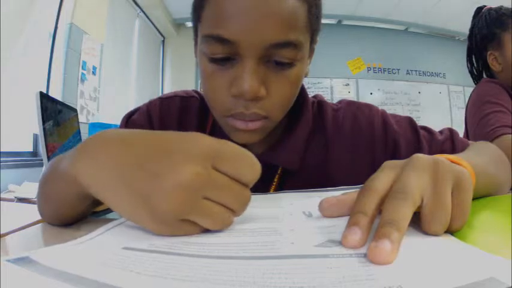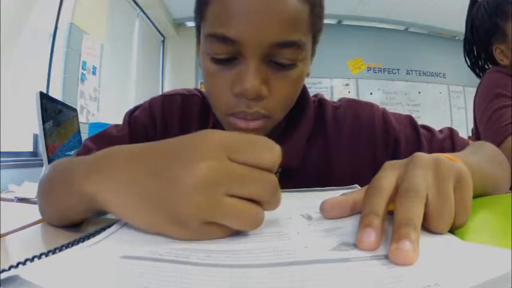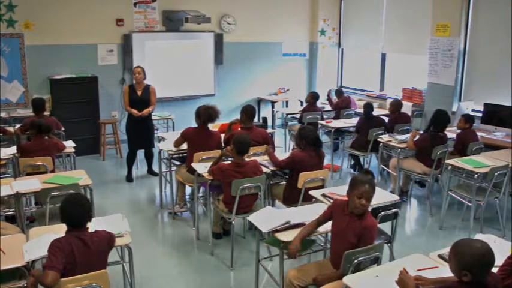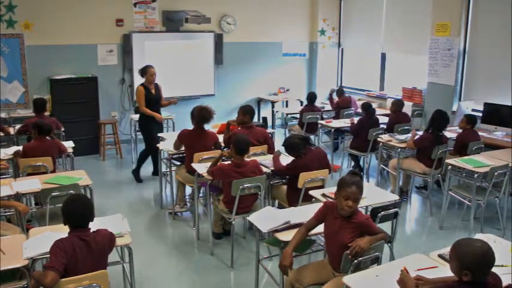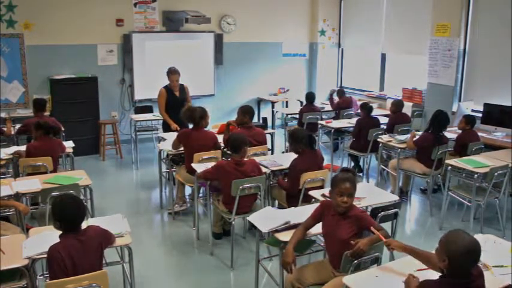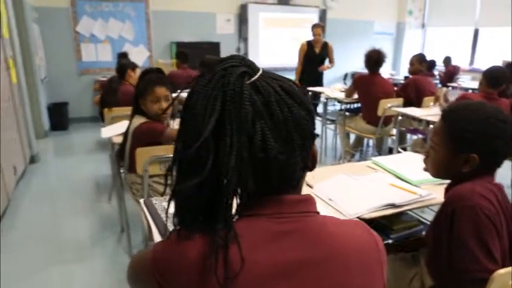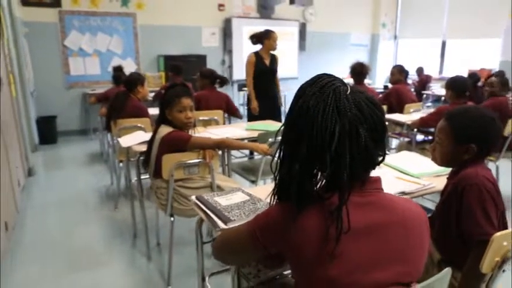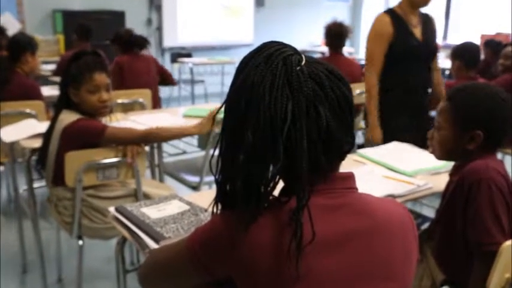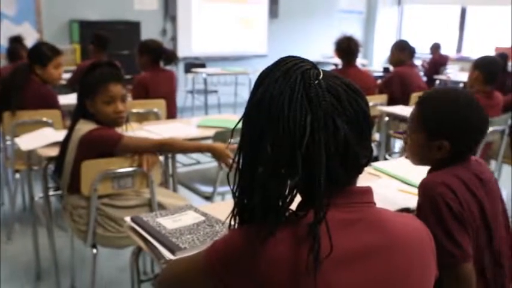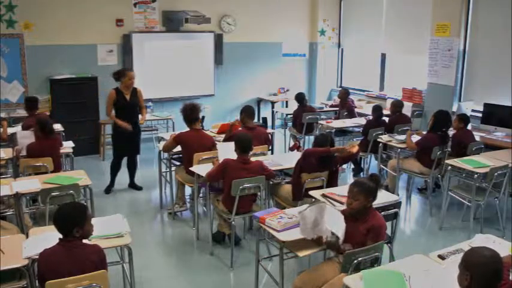So discuss with your partner, what's the main conflict in the story that you read? Really think about it. I'm going to give you 2 minutes on that. The main conflict is the girl helping the chino get back to the old man.